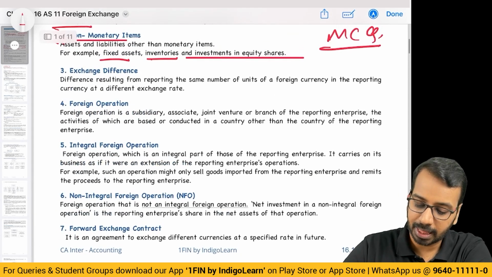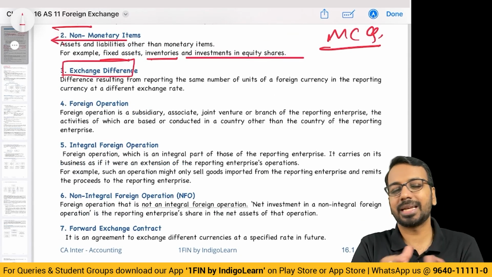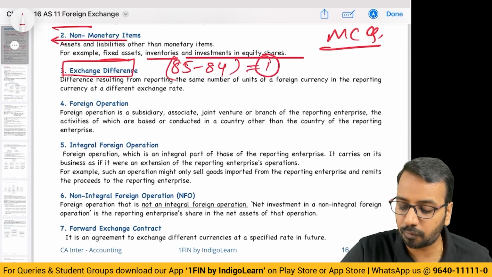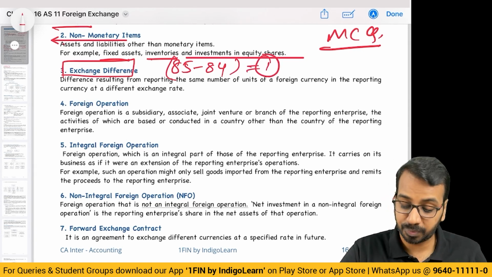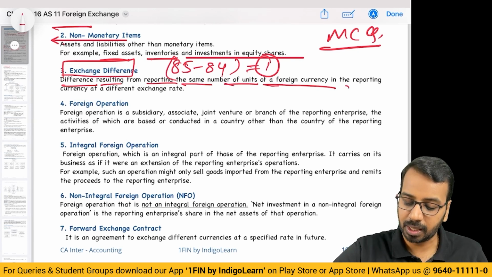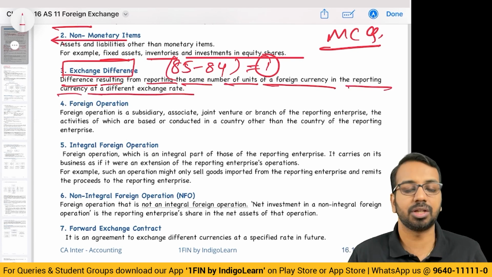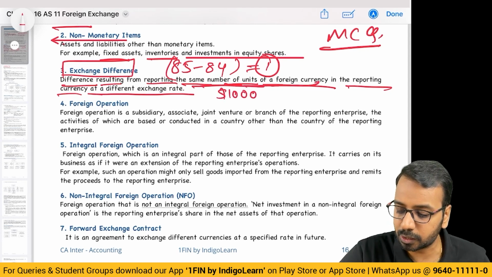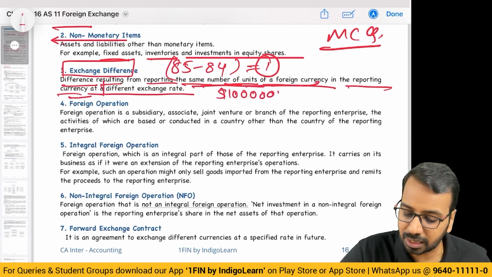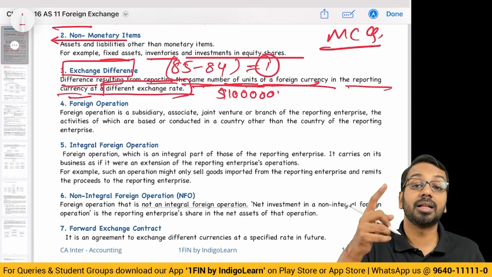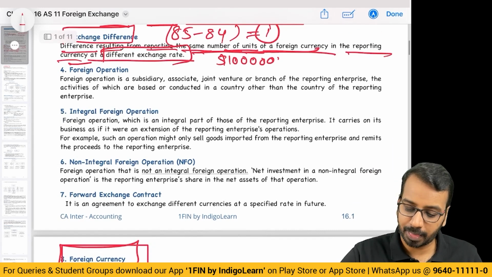Okay. Then, exchange differences. Now, what is this exchange difference? We saw an example where we initially recorded at 85, subsequently we valued it at 84. This difference of 1 is called exchange difference. Differences resulting from reporting the same number of units of a foreign currency in the reporting currency at a different exchange rate. Basically meaning the same number of units of foreign currency, $10,000, reported at a different exchange rate, and whatever amount results is the exchange difference, right?